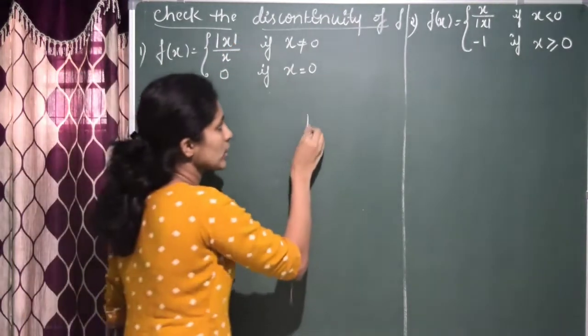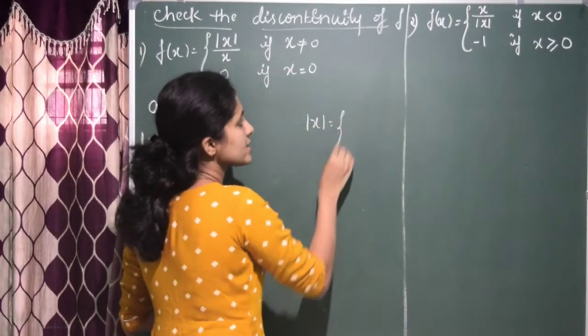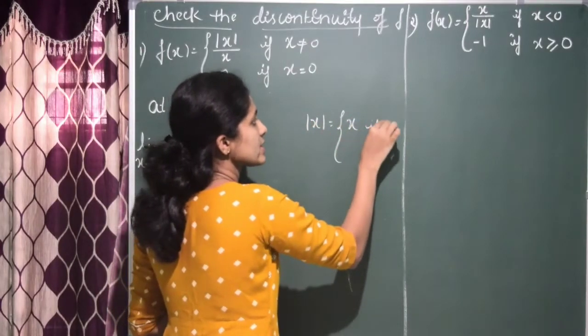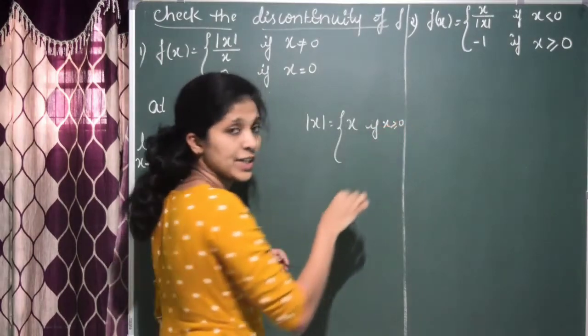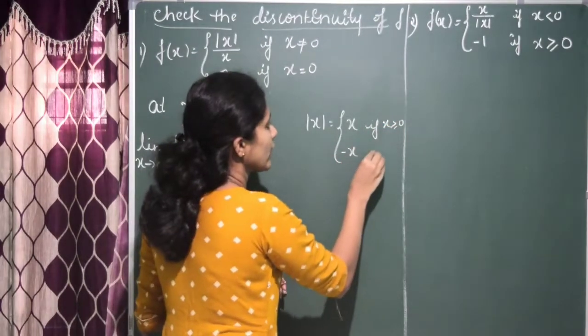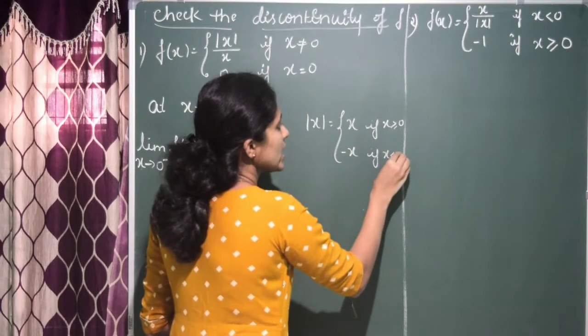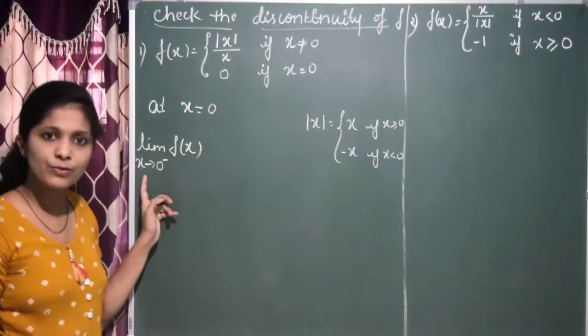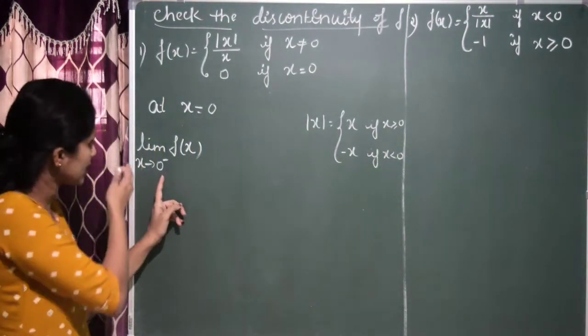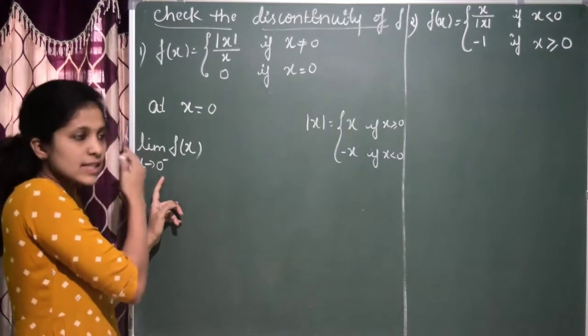And you know that the modulus function is defined as x when x is greater than or equal to 0, and it is minus x if the value of x is less than 0. Right? So here we have considered the value of x less than 0. It is tending to 0 from the left hand side. So x is less than 0.